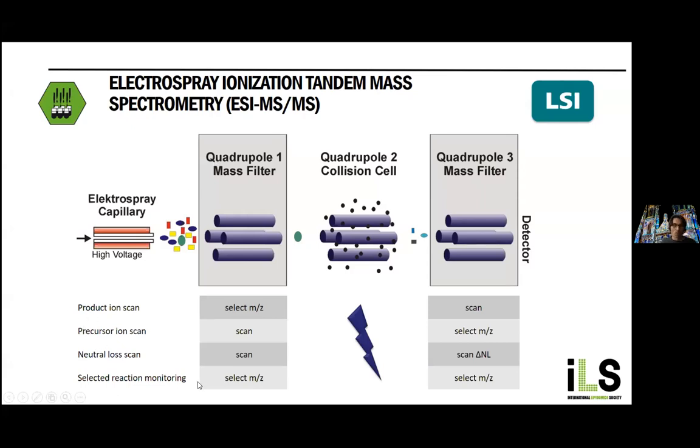And if you know that your particular lipid of interest loses a specific fragment, you can do a type of neutral loss scan, which means both quadrupoles scan with a certain mass offset. This is called a neutral loss scan. And Maria already explained selected reaction monitoring. You just select in the first and in the third quadrupole specific fragments or precursors.